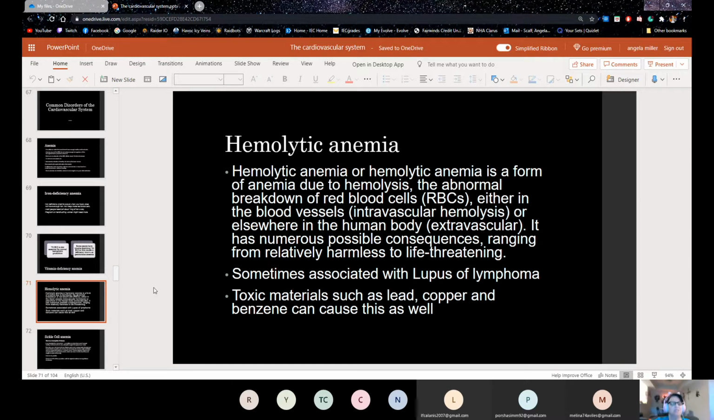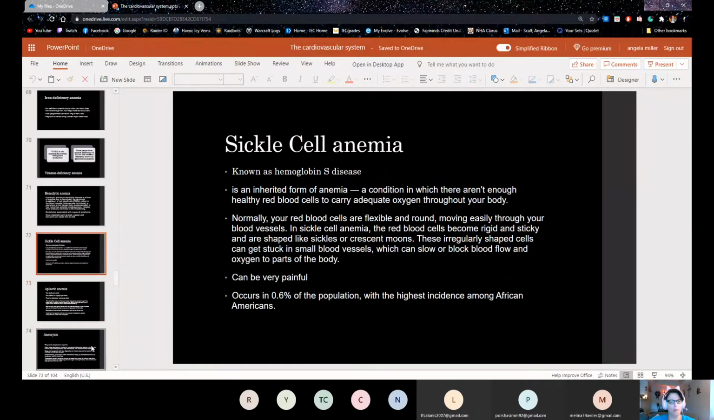But this is normally not a common one. Hemolytic anemia is usually very serious, and it's going to require infusions and different things like that. Now, the next one everybody might have heard of, but may not be too familiar with, is called sickle cell anemia. When you write sickle cell down, I want you to write that it is genetic, okay? Because it's genetic, that means it can be passed down.